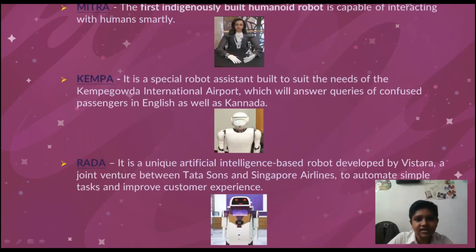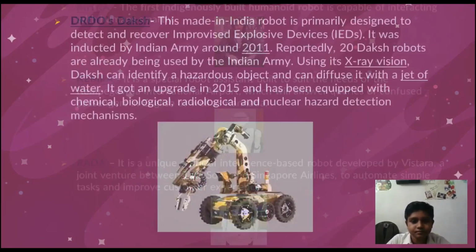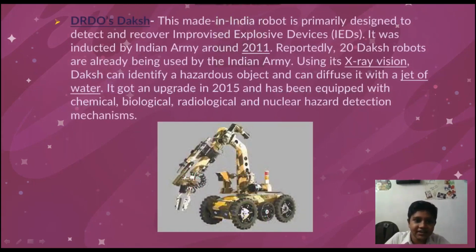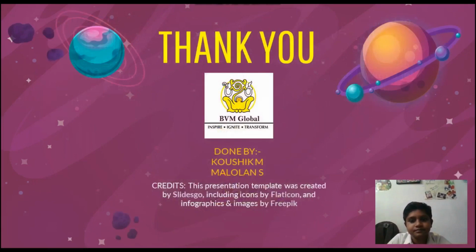This is Mitra, and this is Kempa, and this is Radha, and this is DRDO Daksh. This made-in-India robot is primarily designed to detect and recover improvised explosive devices. It was inducted by the Indian Army around 2011. Using its X-ray vision, Daksh can identify a hazardous object and can defuse it with a jet of water.